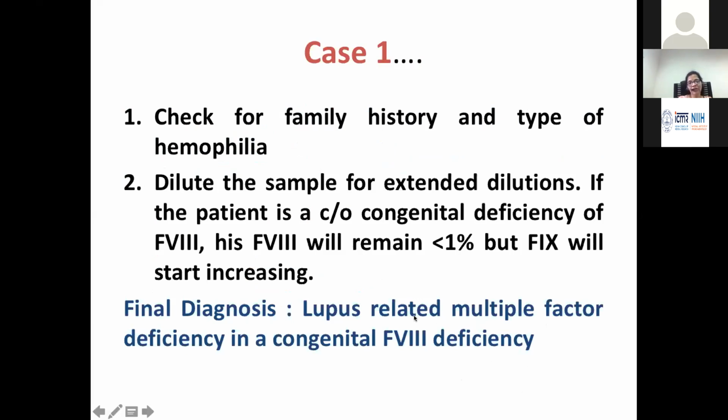Now there is another method, to look into the specific deficiency of the factor. You generally do 3 dilutions for your factor assay. I am not very sure whether people do 5 dilutions, but generally we do 3 dilutions in our lab. And you go for another 3 extended dilutions, further dilutions. And as you do these dilutions, if it's a case of factor 8 deficiency, your factor 8 will remain less than 1, but your factor 9 will start increasing. So this is how you come to know that it is a lupus-related multiple factor deficiency in a case of congenital factor 8 deficiency.